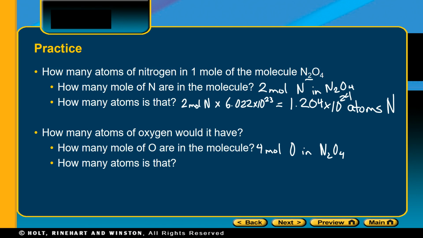All right. So when I look at this one, we're going to say 4 mole of oxygen times Avogadro's number. And I get 2.409 times 10 to the 24th, maintaining 4 sig figs.